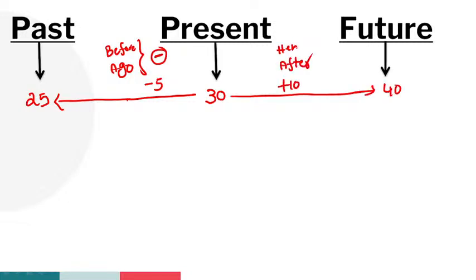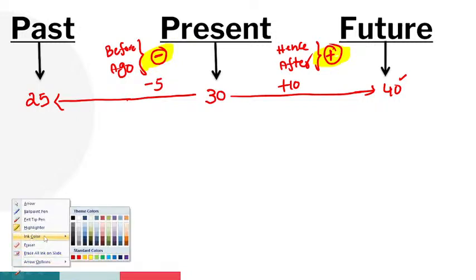Present my age is 30 years. 10 years hence, my age will be how much? 40 years. In this concept, after or hence means plus; ago or before means minus. Just remember these 2 points.